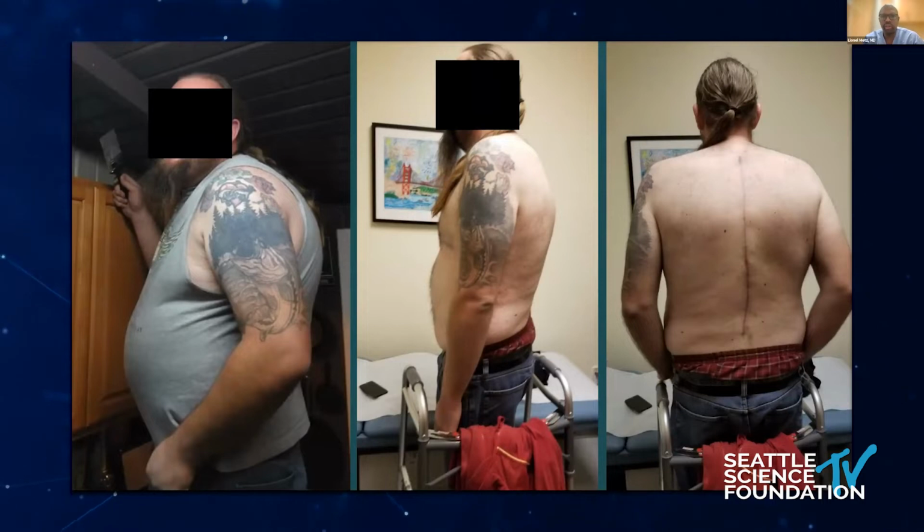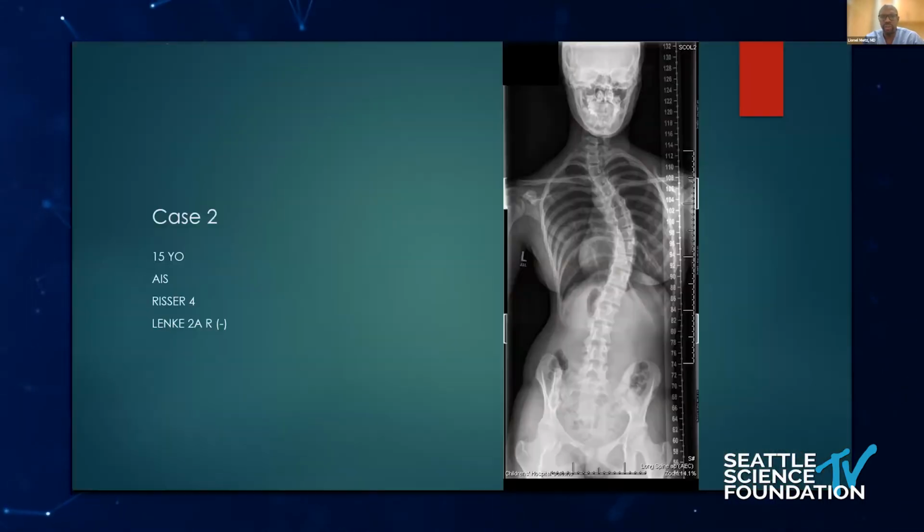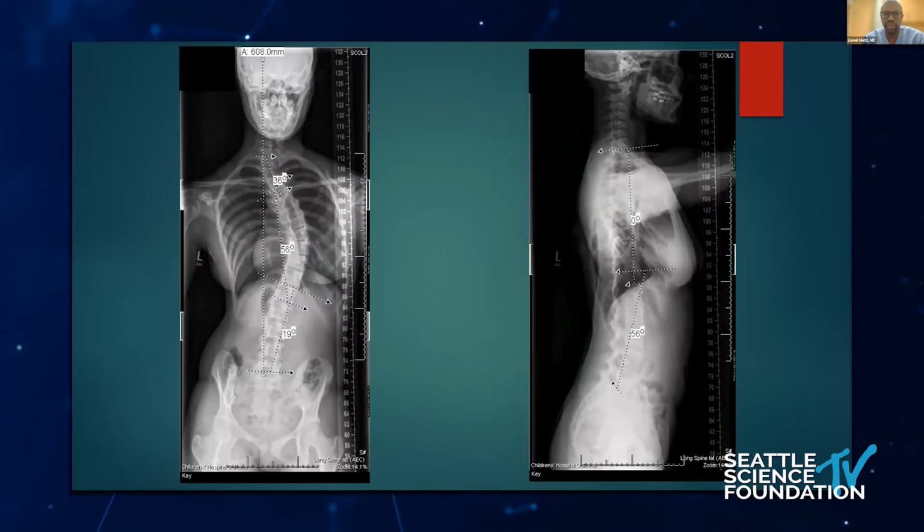This is his clinical photos before and after. The 1AR curve we'll talk about a little bit more, but this has been identified as a curve that's high risk for distal junctional or distal adding on. And so selection of levels is a particularly important issue with this curve type.